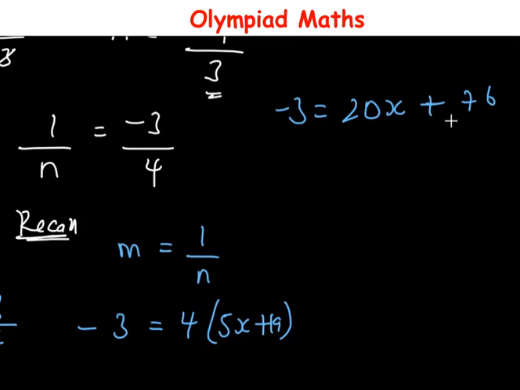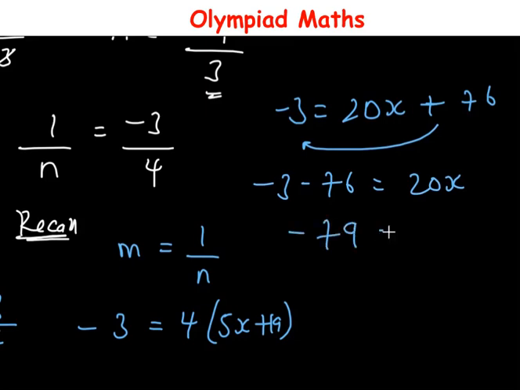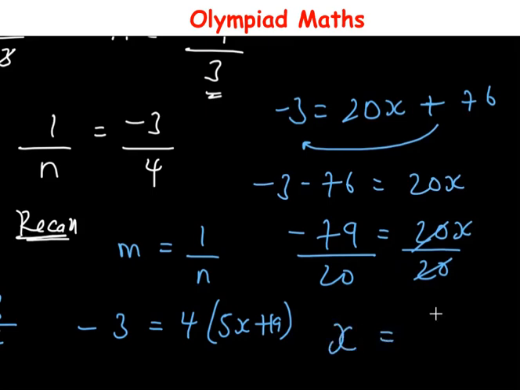Move plus 76 over to this side. This becomes minus 3 minus 76 is equal to 20x. From here, minus 3 minus 76 will give us minus 79, which equals 20x. Divide both sides by 20 over 20. The value of x is equal to minus 79 over 20. And with this, we have gotten the value of x.